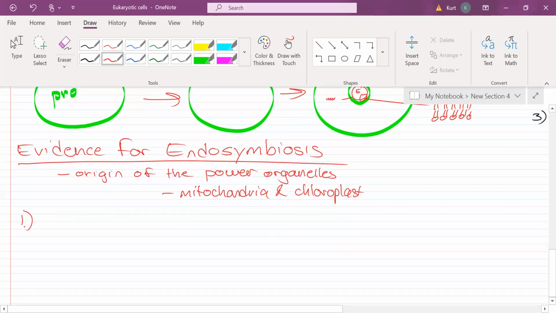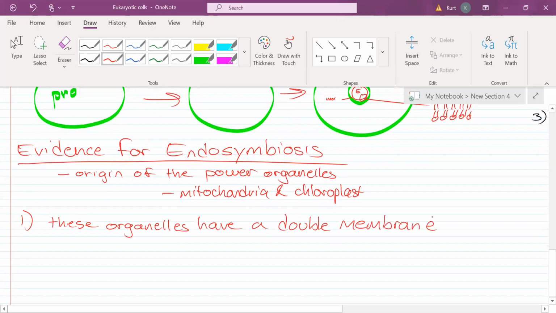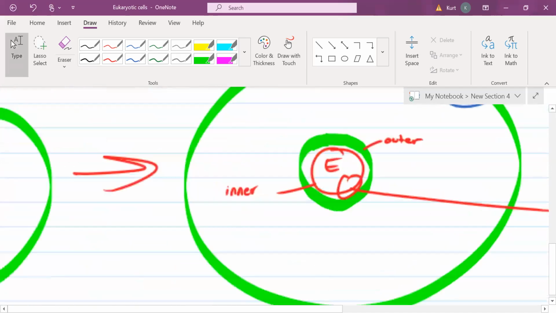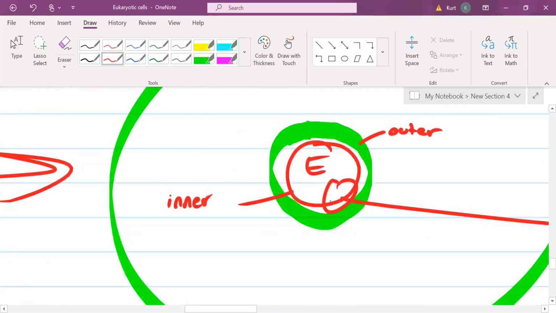Okay, piece of evidence number one. These organelles have a double membrane. No other organelles have this. And you're like, well, what's the big deal with having a double membrane? It's because it was engulfed. That red membrane is the original membrane belonging to what was once a prokaryote. The green membrane is from when it came through the plasma membrane and was engulfed.